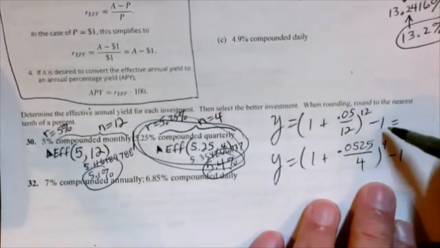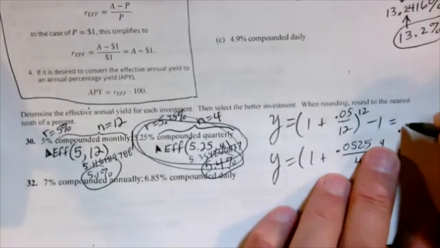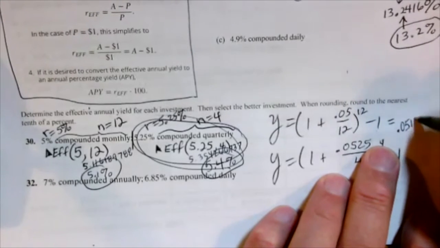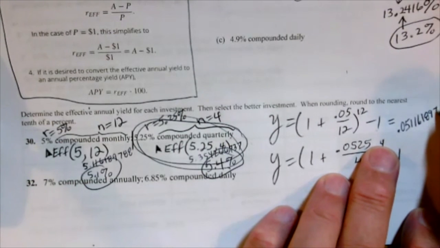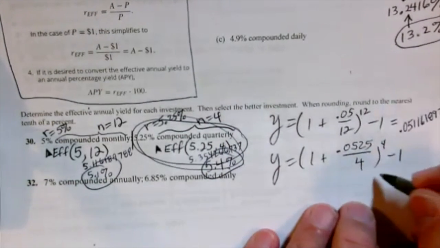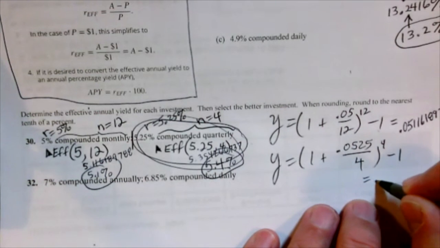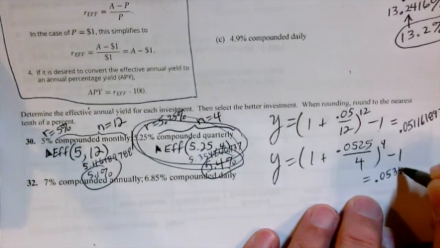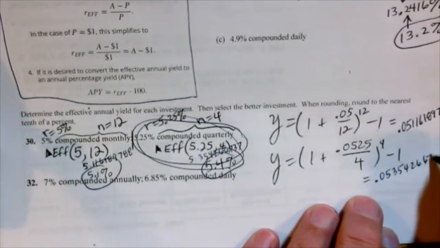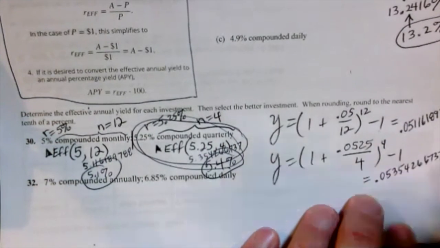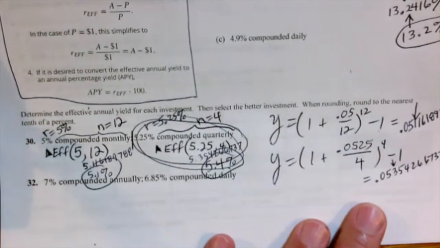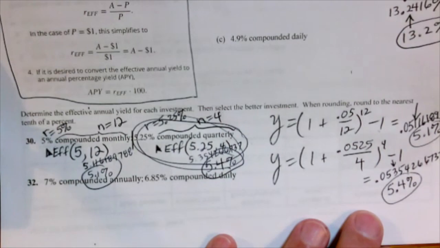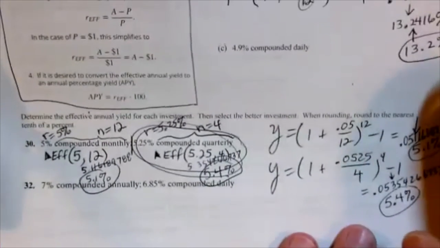If you punch this one into the calculator, you're going to get 0.051161897888. And if you plug this one into the calculator, you're going to get 0.053542666737. All right, really, we need to round to the nearest 1/10 of 1%, which on the decimal, it's the thousandths place. And of course, you don't have to use both methods like I did. One method will do.